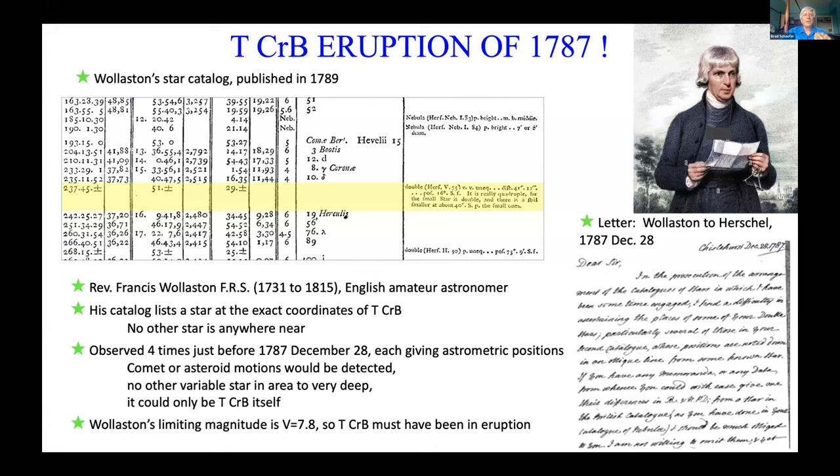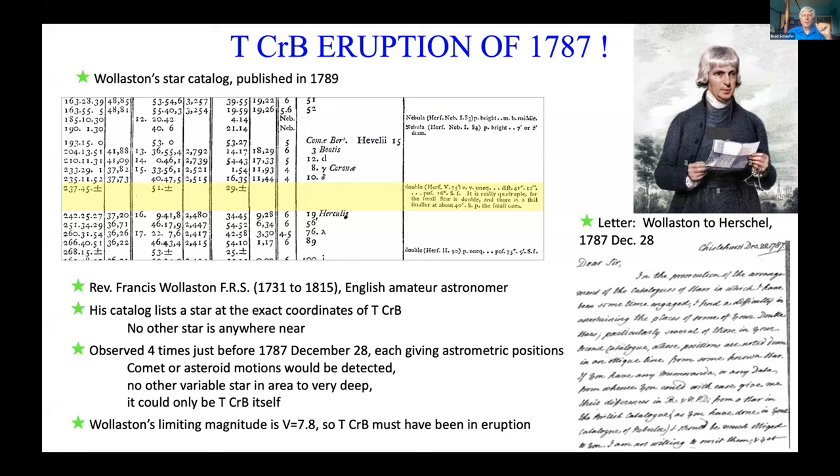Okay. We know from Wollaston's letters that the observation was made some few days before December 28th, 1787. So here we have an eyewitness account by a very reputable astronomer who was doing astrometry, that T CrB went up in December 1787. There we go. Okay, so we have this eruption.